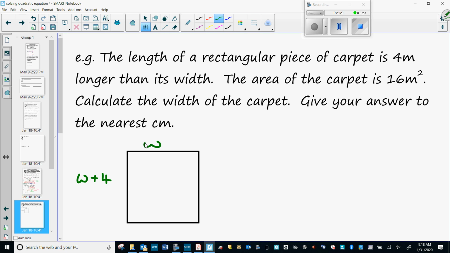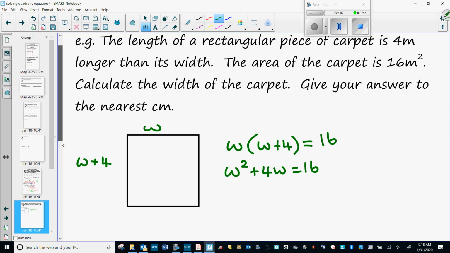Now, they've given us a piece of information about the area. Well, how do I find the area of a rectangle? You multiply them together, yes? So we'd write W multiplied by W plus 4 equals 16. So far, so good, yes? Sure. So, now I can expand this out. So I've got W squared plus 4W is equal to 16 meters squared.